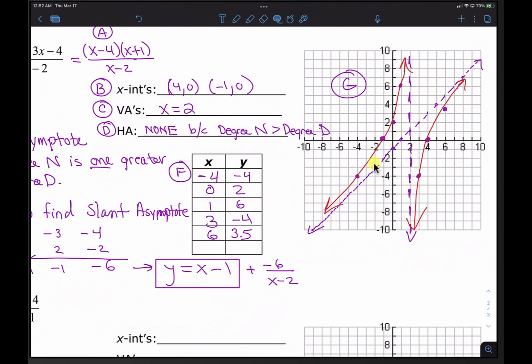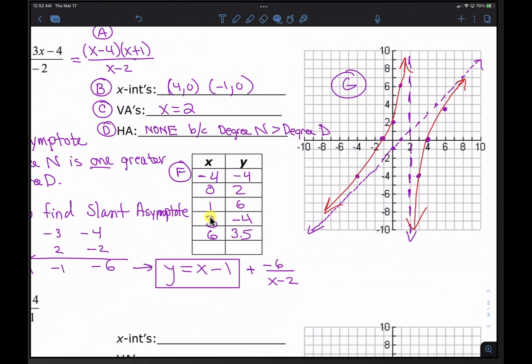You should always draw your asymptotes with dashed lines. The vertical asymptote was x equals 2. So we have this vertical dashed line going through 2 on the x-axis. We have two x-intercepts at 4 and also at -1. So there's the one at 4. There's the one at -1.